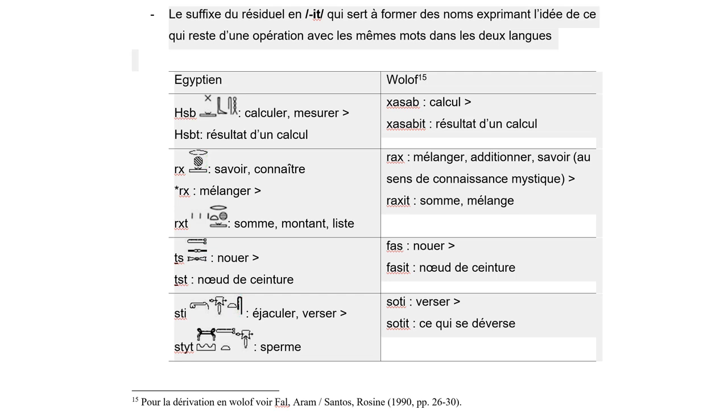The suffix it is the suffix of residue also in Wolof. You see here, rach, to know, rachet, which means in Egyptian the addition, you can completely rach, also with almost the same meaning, and rachet, the same thing. You know, these are facts. You have here sati in Egyptian, to spread, to ejaculate, etc. In Wolof, you have the same thing, soti, which means to spread, and sotit, you can say the spread, or the ejaculation, or something like that. The same suffixes.